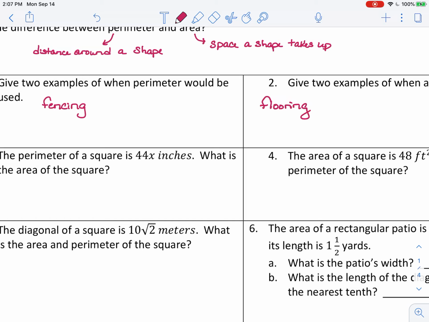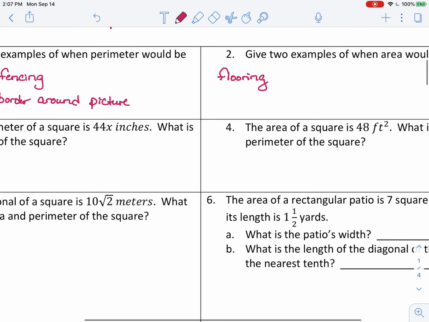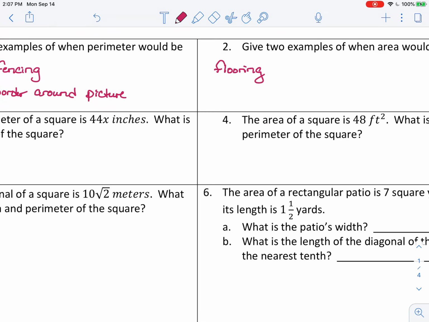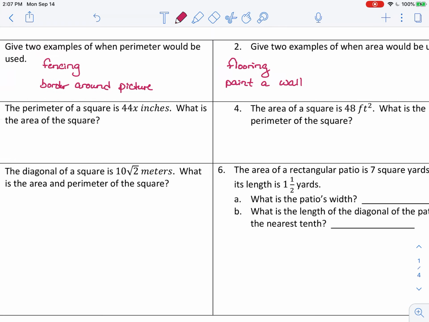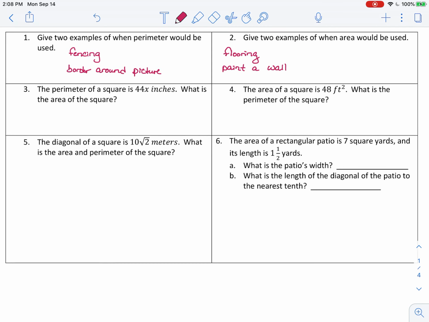You would also need to know perimeter if you were going to put a border around a picture or around like a fancy wall or something. I'll just put a picture, kind of like framing. If you needed to know how much wood you needed to buy to make a frame, you'd be finding perimeter. Whereas if you were trying to paint a wall, paint is sold by the square foot, so you'd need to calculate your square footage, the area of your wall, to know, is it realistic to buy however many cans of paint you have.